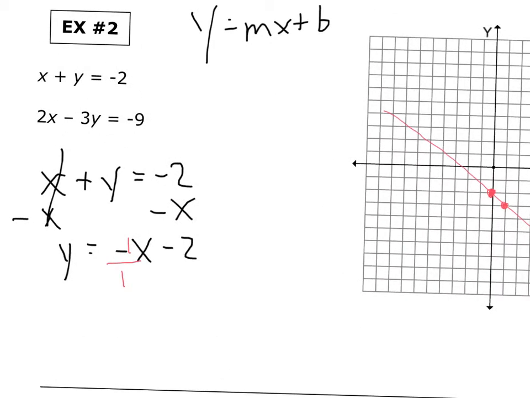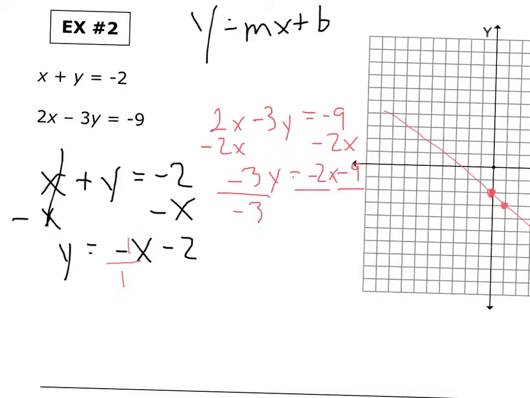This time we have 2x minus 3y equals -9. And remember, our two steps are to get x to the other side, so let's subtract 2x. And that gives us -3y equals -2x minus 9. Once you do that, you have to divide each side by the number in front of y. Then it's just a division test.